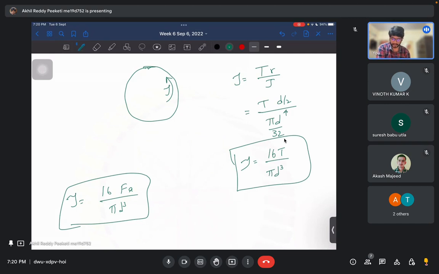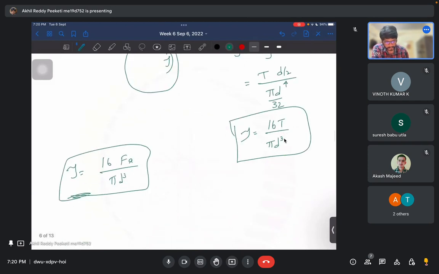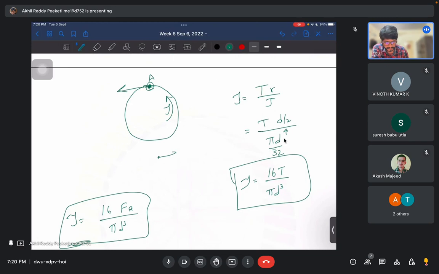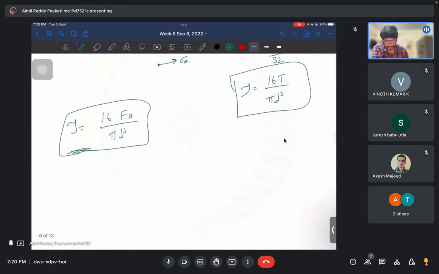So is it clear till how we got the shear stress tau? If you look at point A, there you have shear stress tau and the axial bending stress. So that would be into the paper. If you look at that point A in a different way, then this would be sigma A, and tau would be again out of the paper. Now at that point we have sigma x as 32 F L by pi d cube, and tau xy as 16 F a by pi d cube.